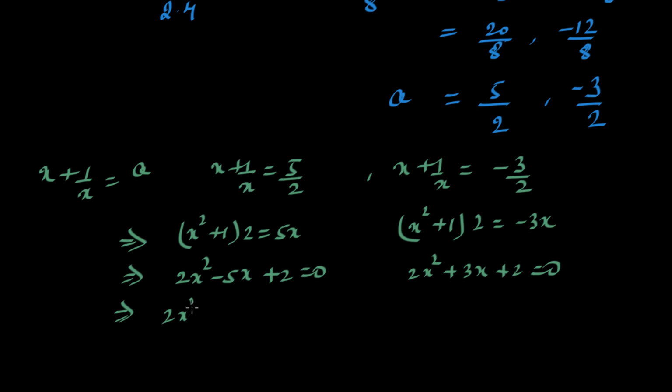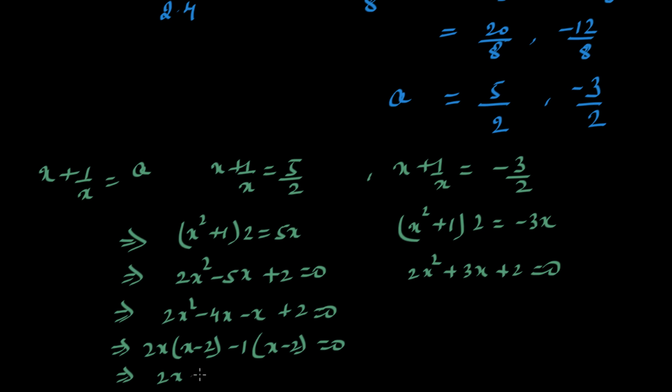So now let us solve this. So this becomes 2x square minus 5x. Now 2 2s are 4, so I'll take two factors, so we have 4 and 1. So let us split this as minus 4x minus x, right? So this becomes minus 5x, and 4 into 1 is 4, plus 2 equals 0. I'll take 2 common. So 2x into x minus 2 minus 1 into x minus 2 is equal to 0. So this gives me 2x minus 1 into x minus 2 equals 0.